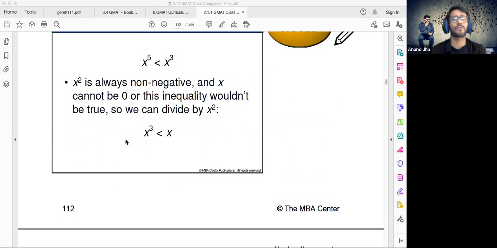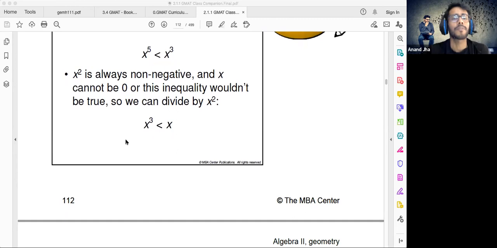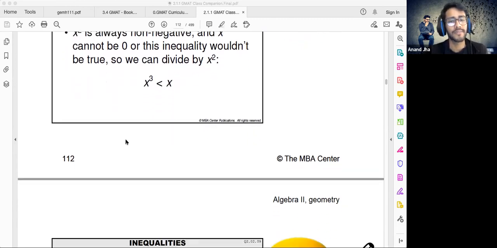What is this? X square is always non-negative. Whenever we are dividing by a positive number, the inequality won't change. So we can divide by x square because x square is a positive number. So of course, I can divide both sides by x square. So x power 3 is less than x.